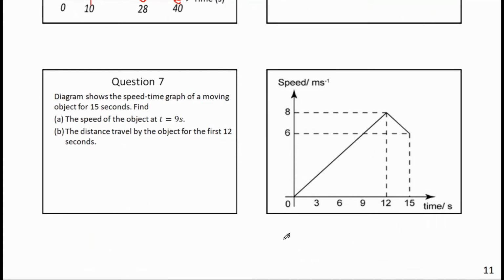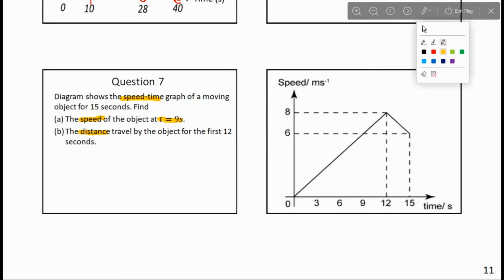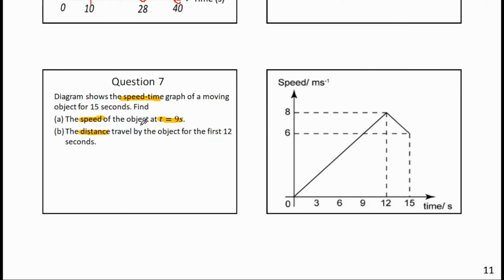Question 7. The diagram shows the speed against time graph. Okay, again we highlight the keywords, speed against time. We have to find the speed at t equals 9 seconds, and the distance traveled by the object. Okay, A is very easy. When t equals 9, just look at t equals 9, then you draw a line up until you touch the graph. Then this is 6 meters per second. So the answer is 6 meters per second. That's all.